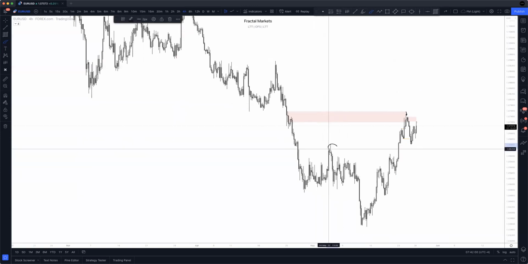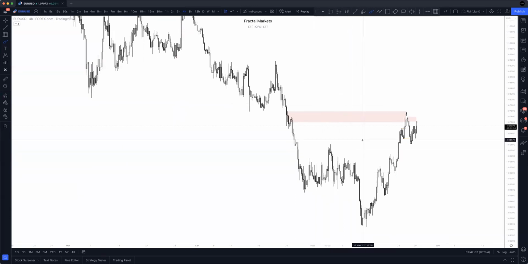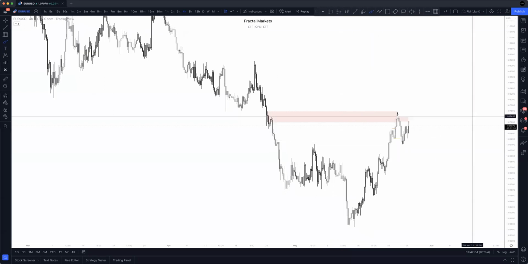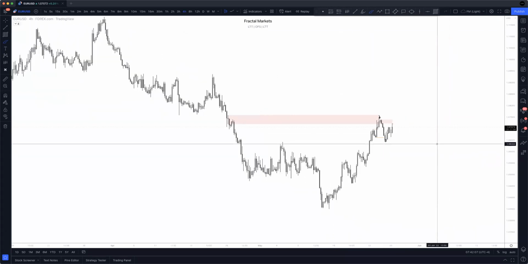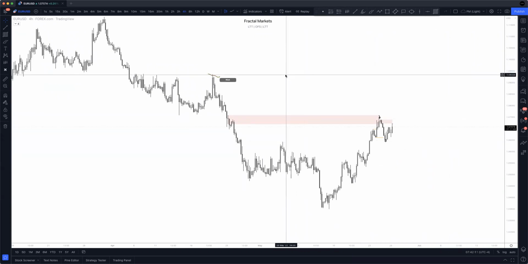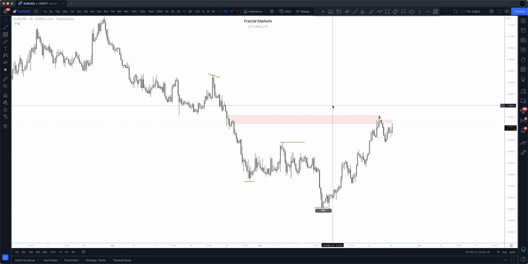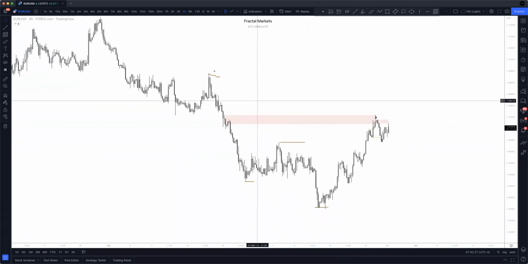Can I ask a question? Yeah. If you look at this, let me annotate. If we look at this as 4 hour down here to here, you can actually see that this hasn't mitigated the 50% of that. Is that something you look at? Even though we came back up and then we take this out, wouldn't that also mean that there's still orders waiting here to be mitigated? So you could also look at it that way.